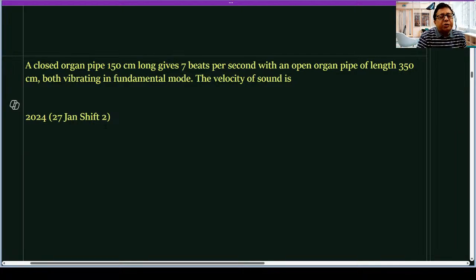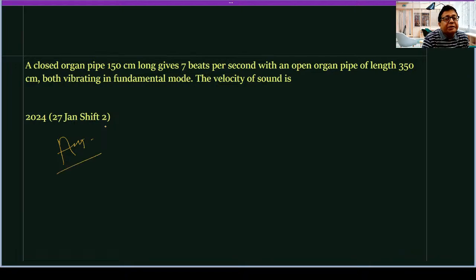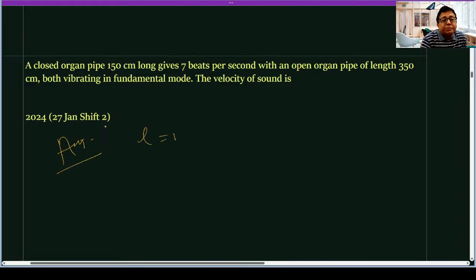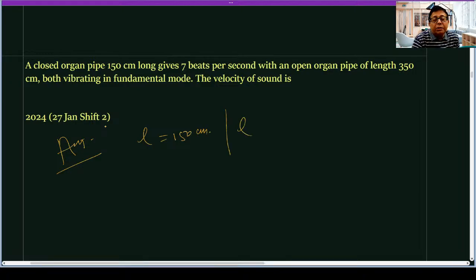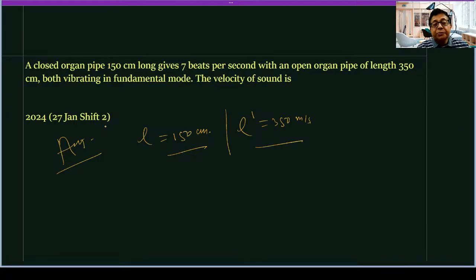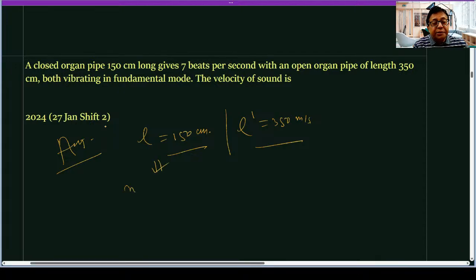Can you do it? Closed organ pipe 150 centimeter long. For open pipe 350 centimeter. Both vibrating in fundamental mode. The velocity of sound is what? 7 beats. So find N0 equal to V by 4L here.